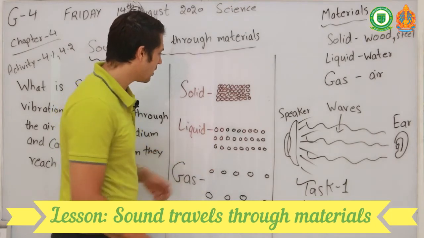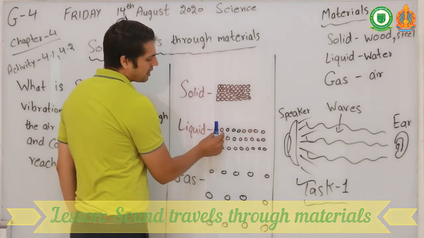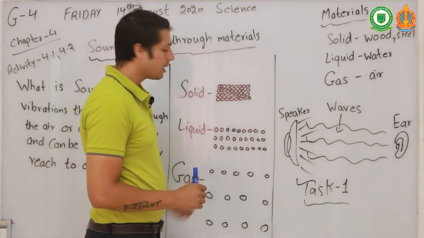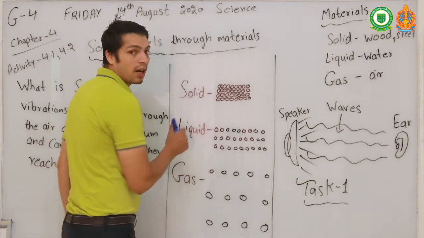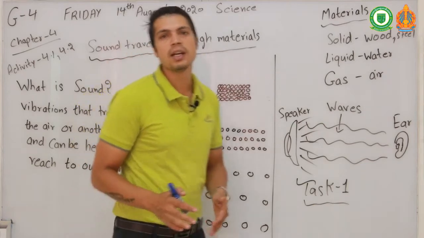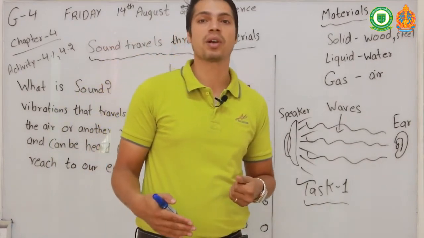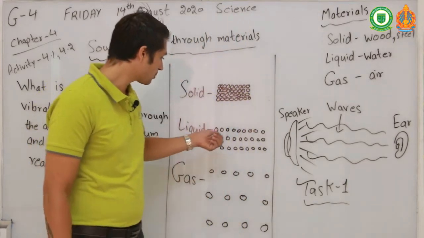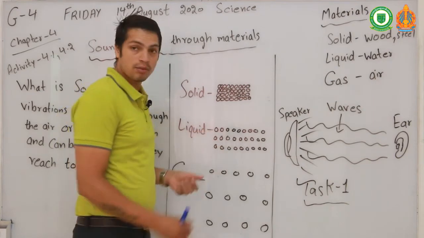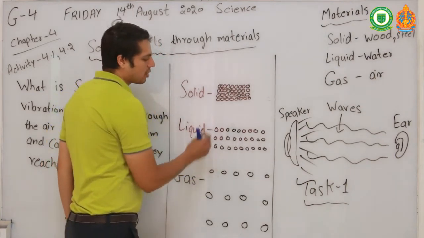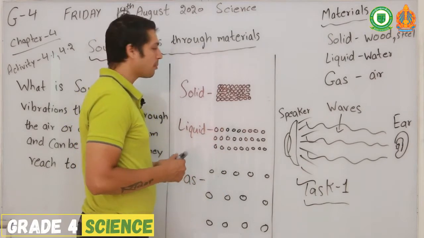What about the liquid? The particles in liquid are less close to each other, a little bit far from each other. So that's why when we hear something in liquid, we hear it very softly, because the particles in liquid are a little bit far from each other, so it takes time for one particle to pass the sound to another particle.